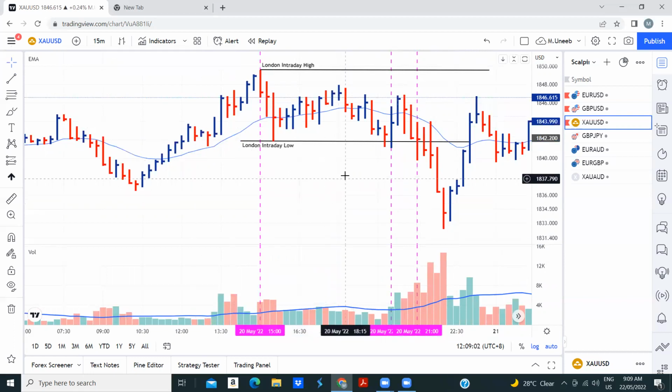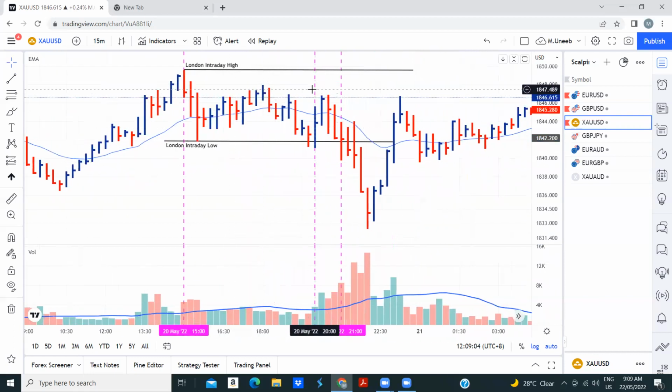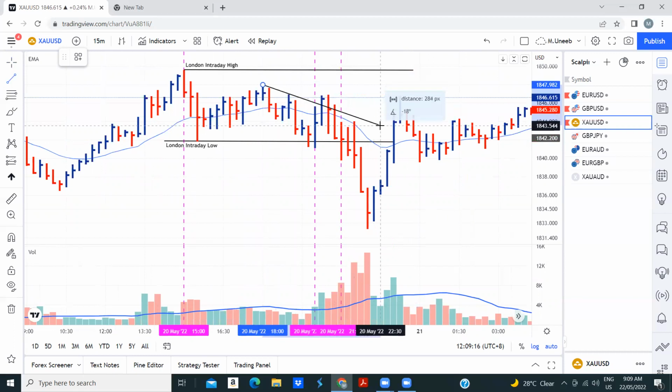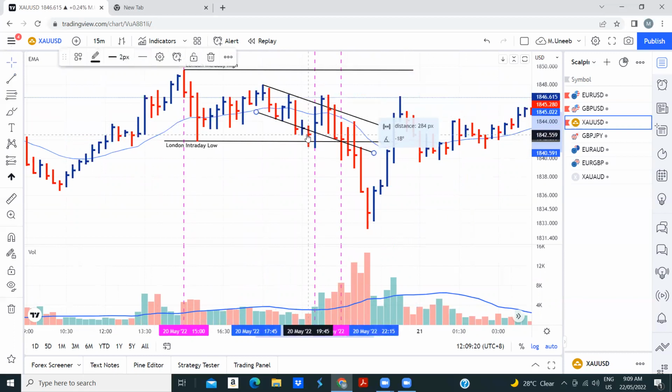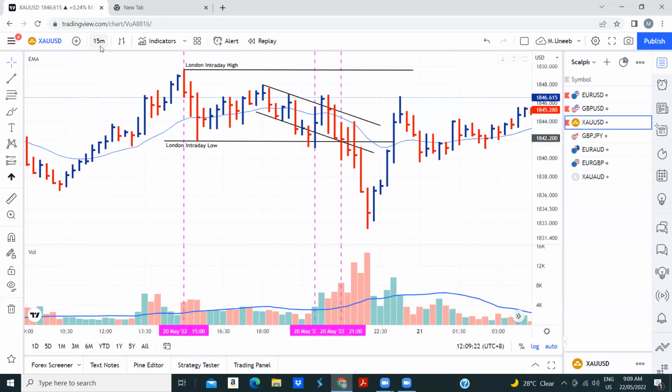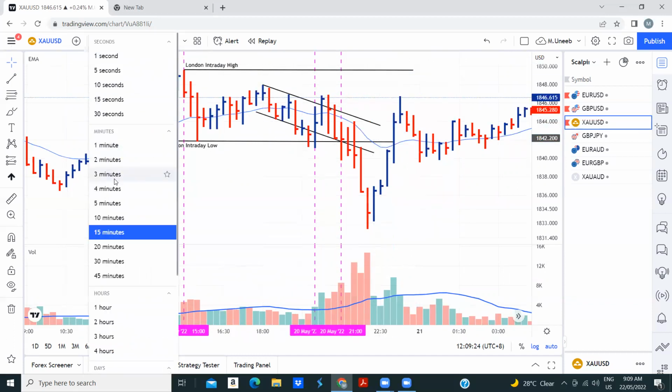Now what are we going to do? Can you draw the structure here? This one was the first high and low observed within this range before London Open, right? So if we draw a channel from here to here, we go to the 5-minute chart and refine it.